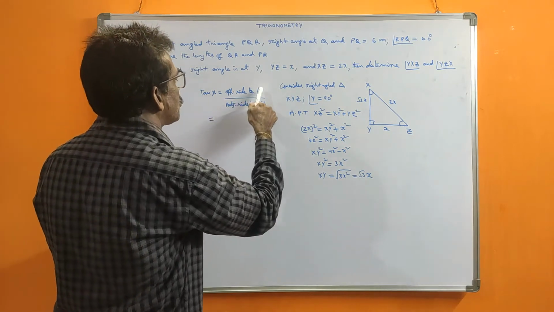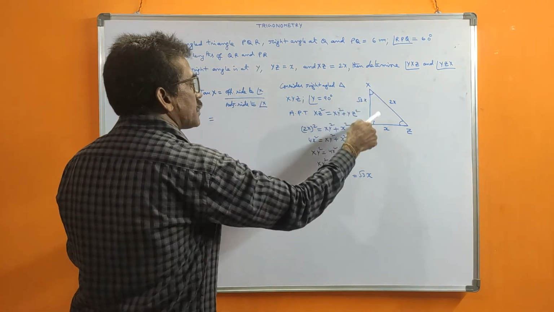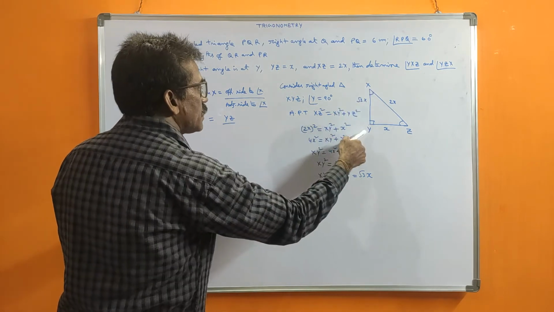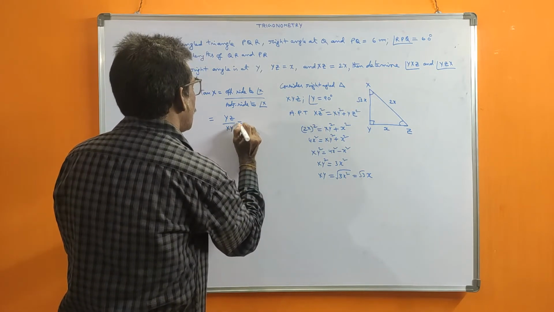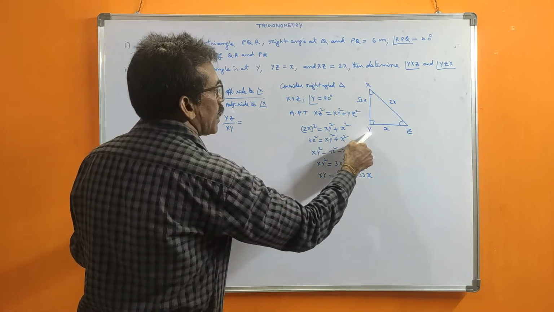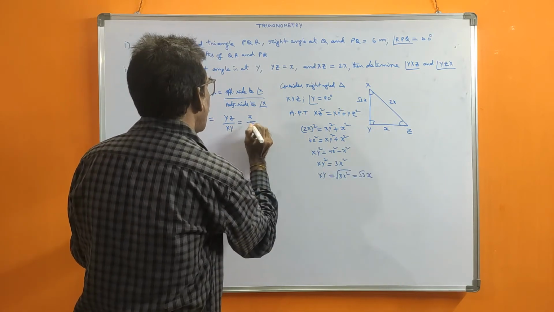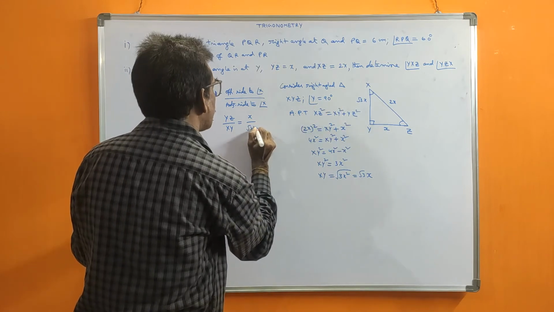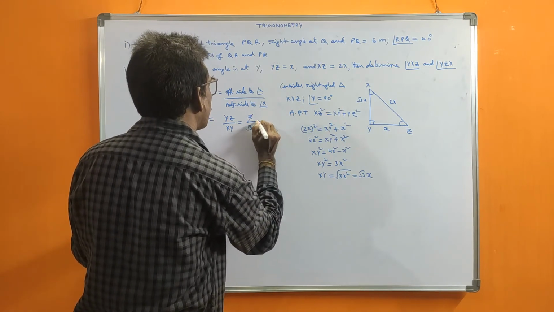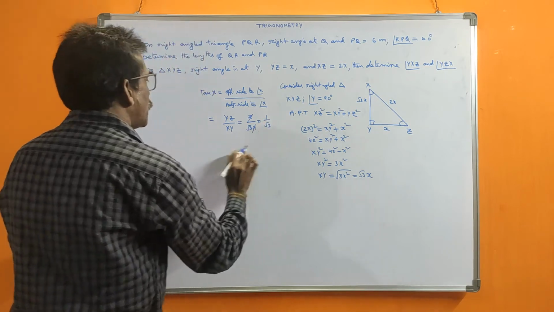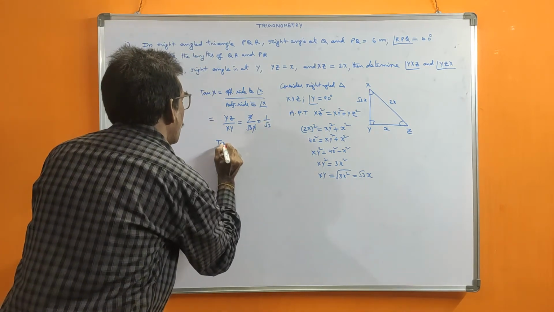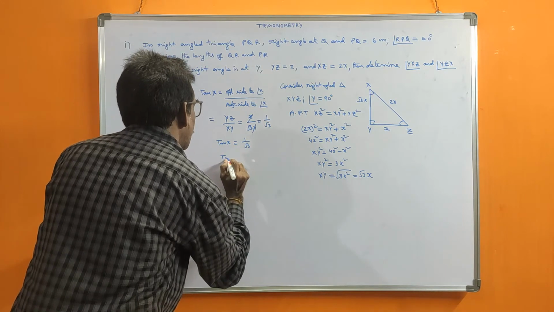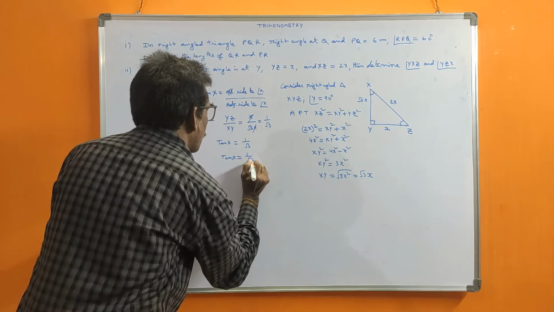According to this, for X, the opposite side is YZ and the adjacent side is XY. The values we know: YZ is X, by XY, which is root 3X. X cancels, giving 1 by root 3. But this is tan X, so tan X is equal to 1 by root 3.